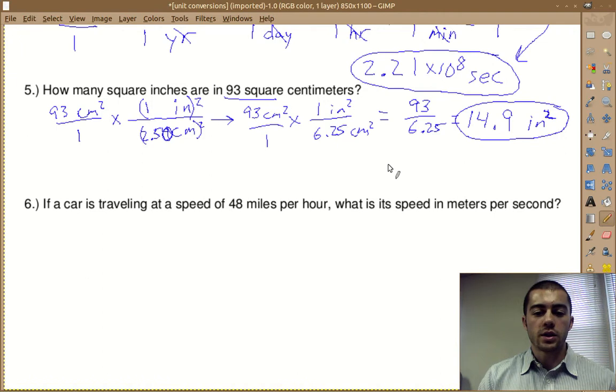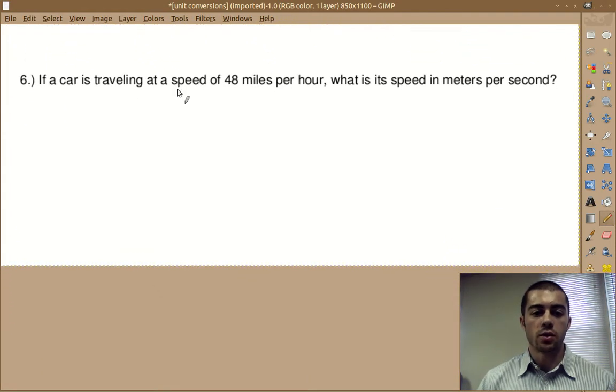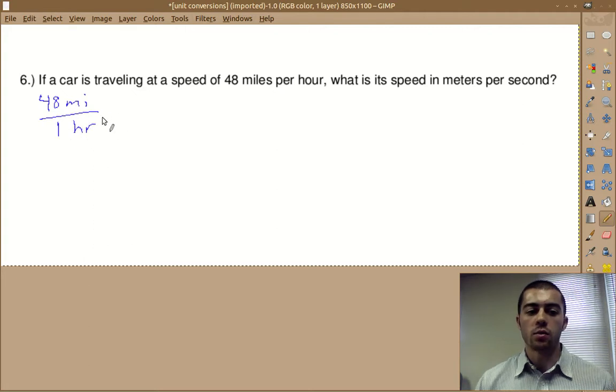So we've got one last example here. If a car is traveling at a speed of 48 miles per hour, what is its speed in meters per second? So we're taking our initial measurement, 48 miles, and now we have a unit on the bottom. We'll put hours down here, we can put a 1 there. And we want to get this into meters per second.